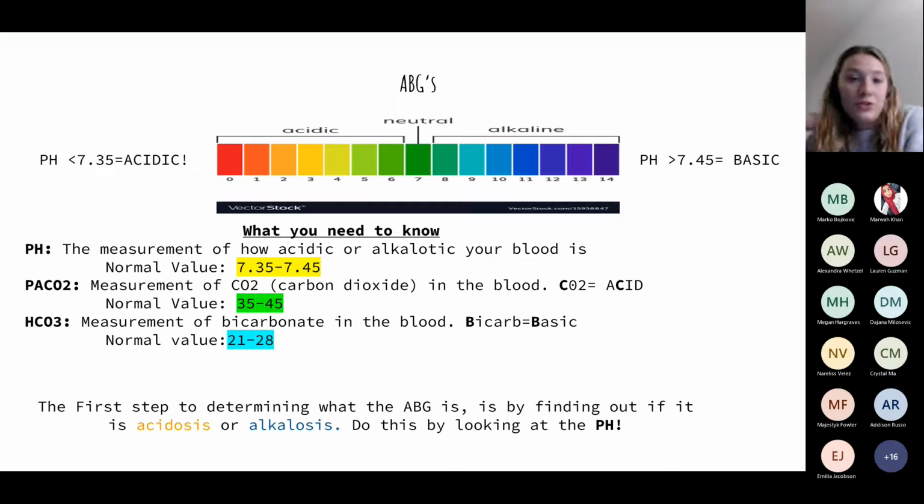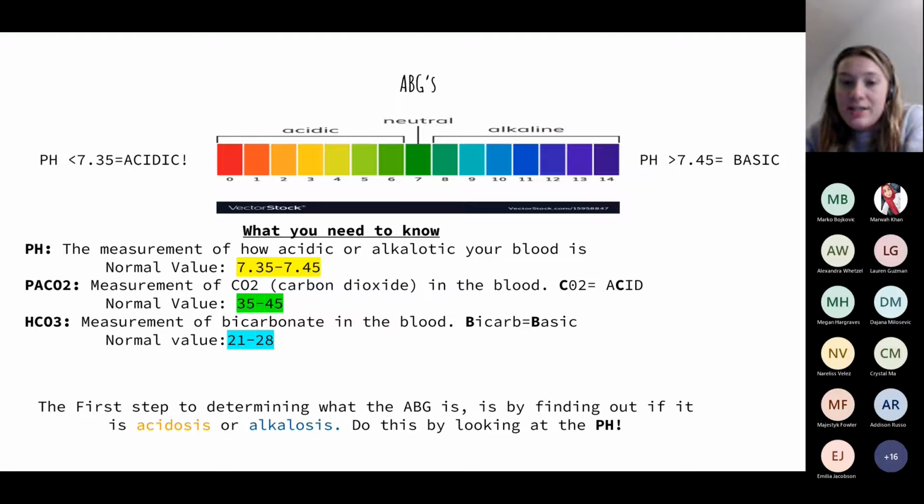When we talk about the PaCO2, this is our measurement of carbon dioxide. We talked a lot about respiratory. Just keep in mind, if you ever see CO2, think respiratory, okay? CO2 is an acid. Our normal lab values are 35 to 45. And finally, HCO3, that's bicarb. When you think of bicarb, think basic.